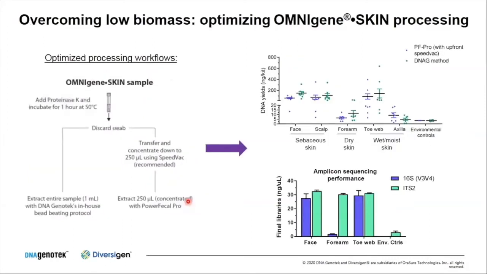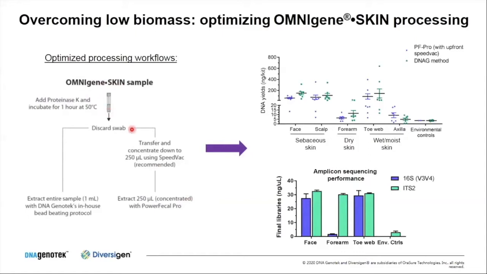Very early on in the development of OMNIgene SKIN, we realized that it was paramount that we would develop workflows that would be able to overcome low biomass. And we needed to make sure that we had appropriate workflows so that we would get enough DNA from any skin site that we want to sample. And we ended up developing 2 workflows that are shown here in this figure, where you start with an OMNIgene SKIN sample and you do a proteinase K treatment for 1 hour at 50 degrees, where you've got the swab sitting in a stabilization solution. That step is going to help release bacteria into the stabilization liquid so that it's available for downstream extraction.